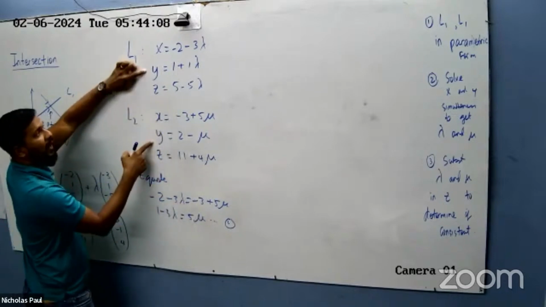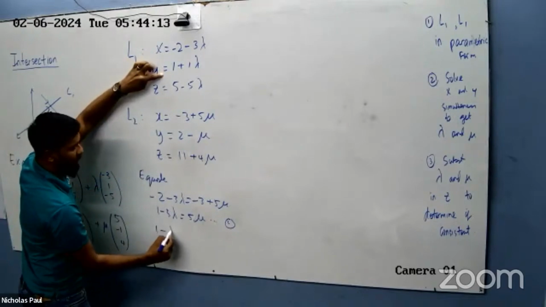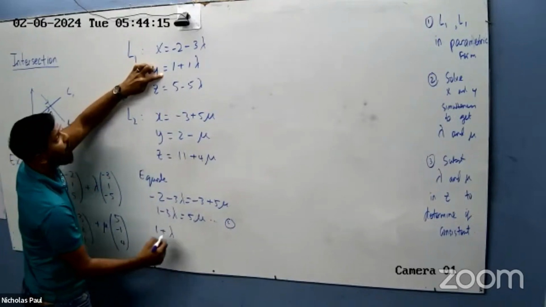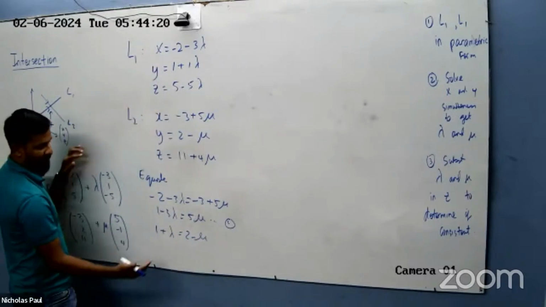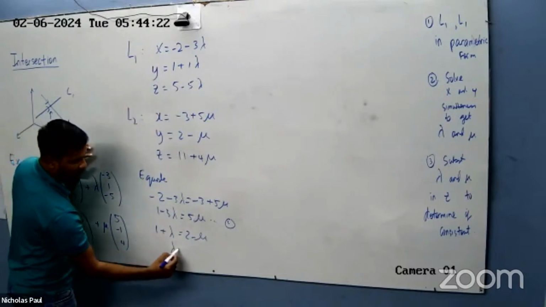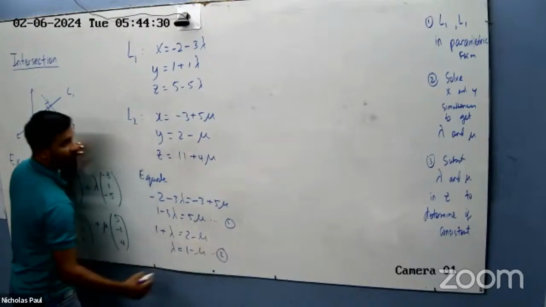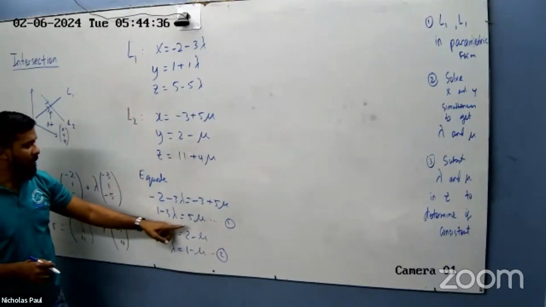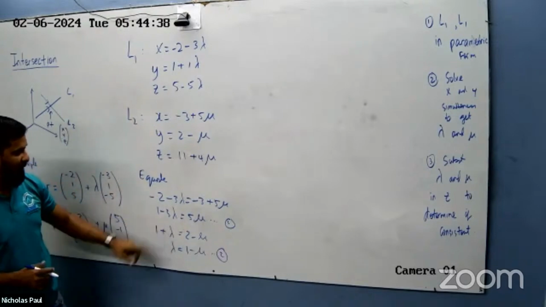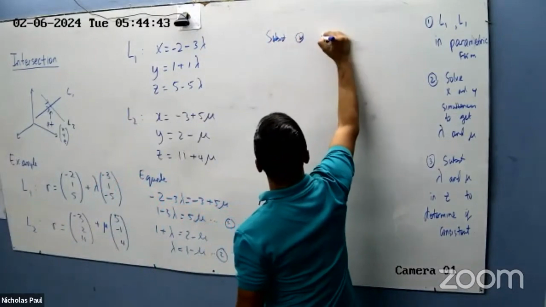Next, I'm going to equate the Y's. So 1 plus lambda is equal to 2 minus mu. This is much easier to make lambda the subject. So lambda is equal to, carrying across the 1, 1 minus mu. So I create the X equation, I create the Y equation, and I have equation 1 and equation 2. I'm going to substitute equation 2 into equation 1.